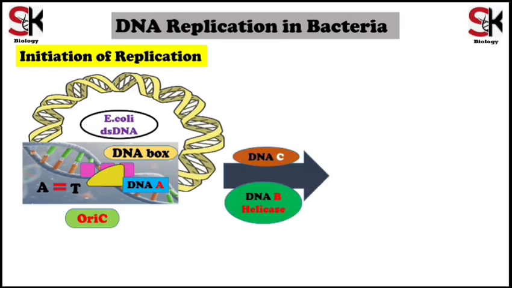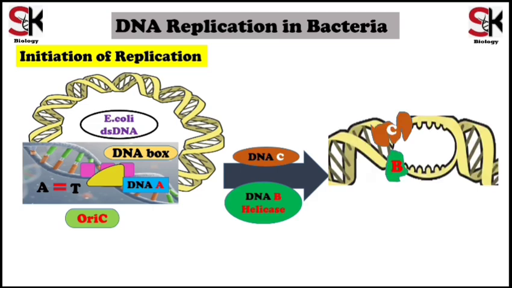DnaC helps to load DnaB, that is the helicase enzyme. It breaks hydrogen bonds and unwinds DNA at oriC. To maintain the single-stranded state of oriC, single-strand binding protein, that is SSB, binds to single-stranded DNA at the origin and avoids rejoining of these two single strands. DNA gyrase removes supercoiling ahead of the replication fork.